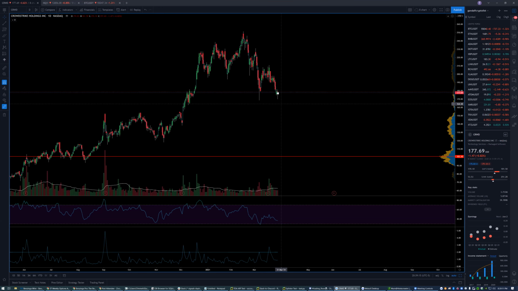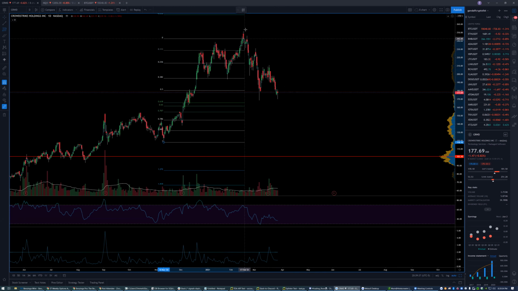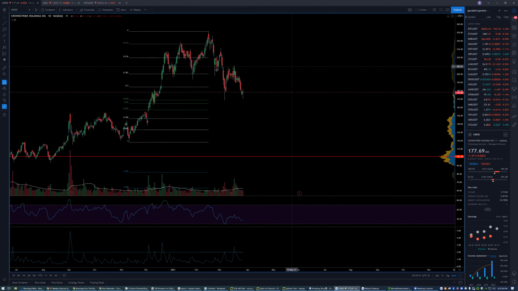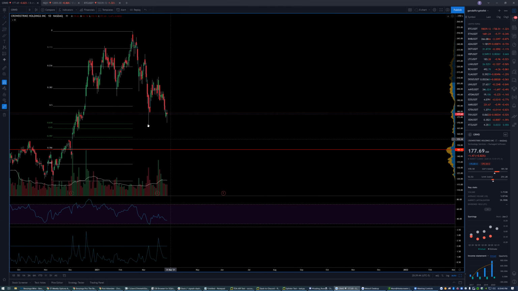This one's not super strong yet. But it could be a bit of a falling wedge. I'm not seeing that. I think on Crowd, I would like to see it make some bullish divergence first.